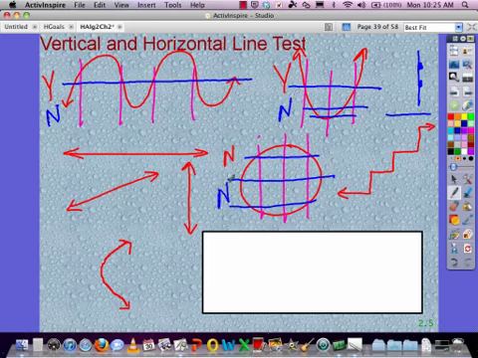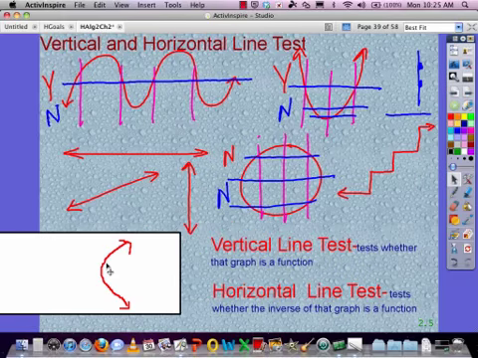Some people say, is it always not? And that'll be a discussion we can have in class, but look at the other ones. Run your vertical line test on it, see if they're functions themselves, then run the horizontal line test on it to see if its inverse would be a function.